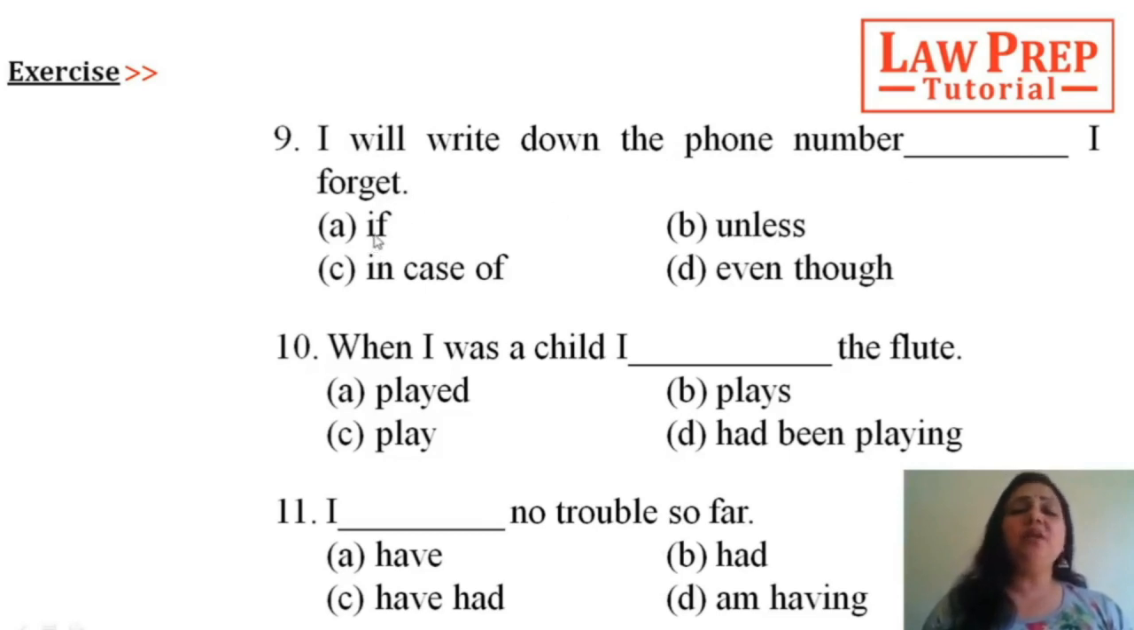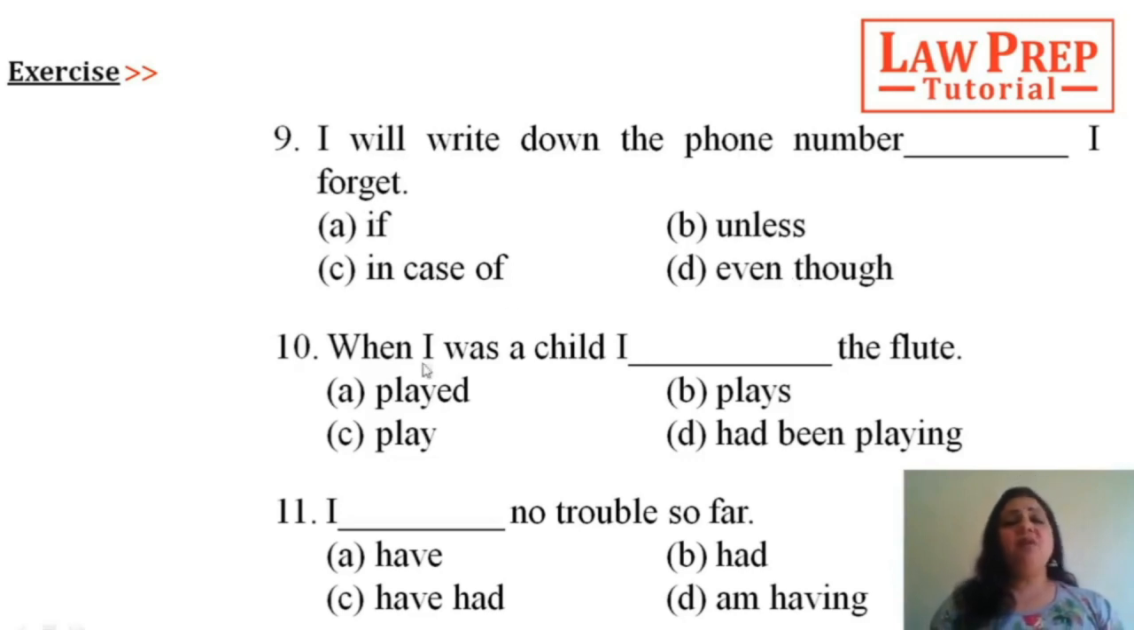I will write down the phone number if I forget, unless we'll have a second part negative, which is not there. And in case of "is not used," even though is used in an opposite condition: when he studied, even though he studied, he failed. That is a contrasting conjunction.